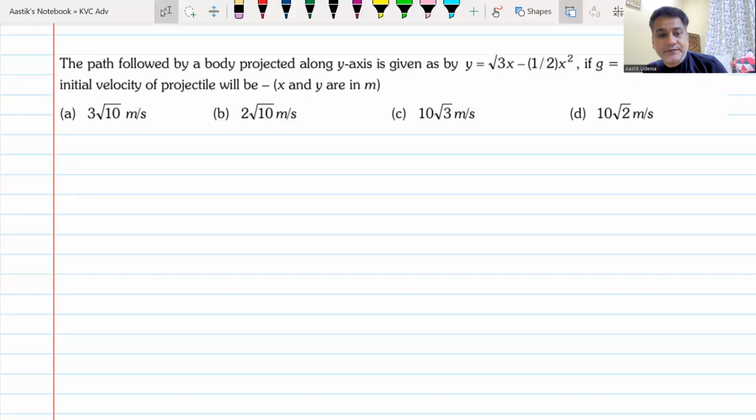Then comes this one. The path followed by a projectile, or a body projected along the y-axis, is given by y is equal to root 3 x minus half x square. g is 10 meter per second square. What is the initial velocity of the particle?